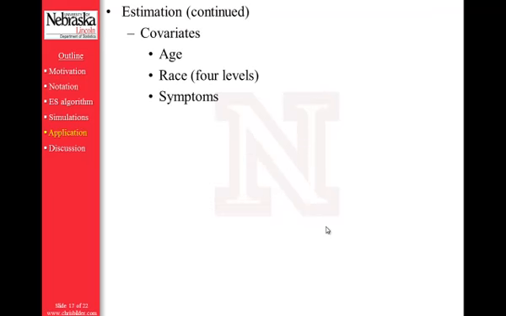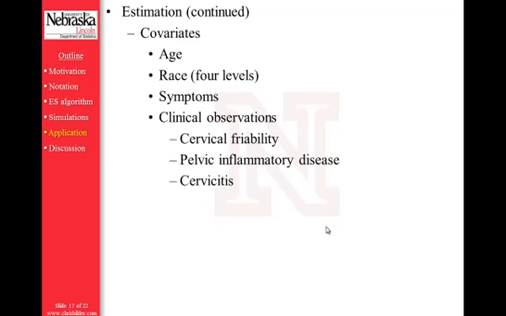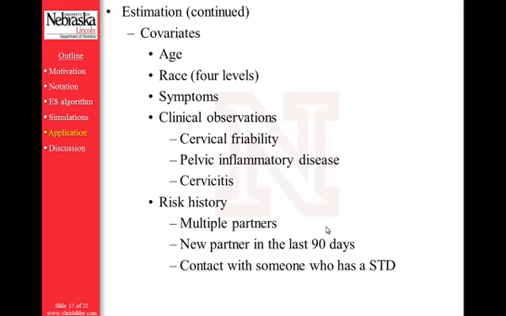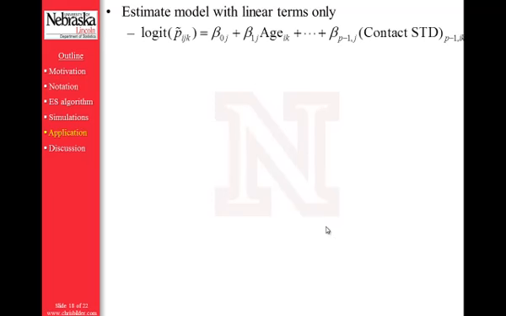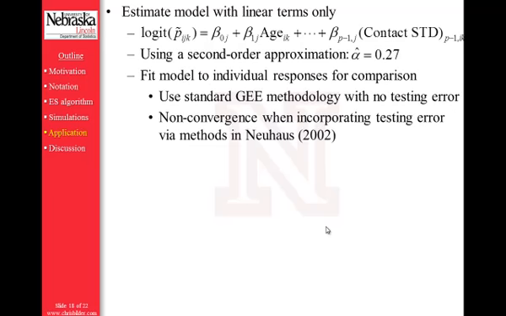But there's not necessarily a perfect way to take individual testing data and make it into group testing data. So the covariates that we have access to are age, race, whether someone was actually experiencing symptoms when they came in, various clinical observations that are made while they're at the health clinic, and also self-reported risk history, given when they were at the health clinic. All covariates are binary except for age. And we're simply going to consider this logit model where we have linear terms for our covariates. If we use a second order approximation to estimate this working correlation, we get about 0.27.